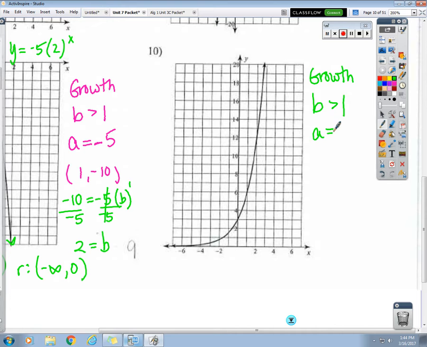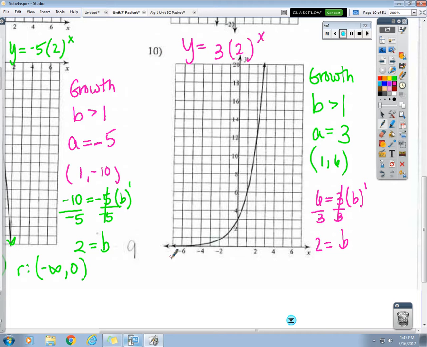What is your a value this time? 3. What point looks like a nice one to use? 1, 6. So it will be 6 equals 3 times b to the first power. Now what do we do? Divide by 3, divide by 3, so b equals 2. So our equation is y equals 3 times 2 to the x power.